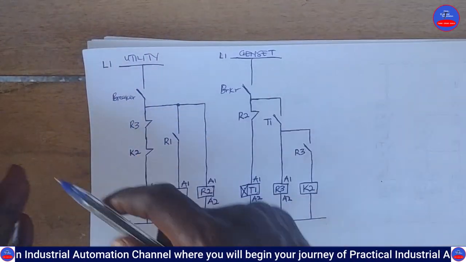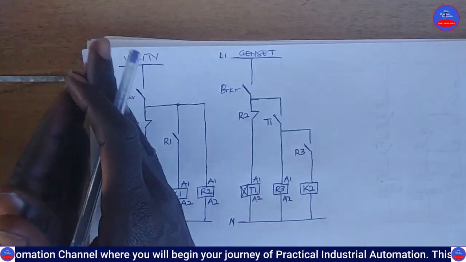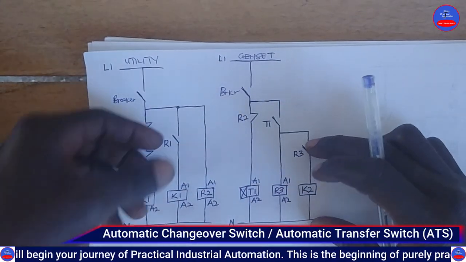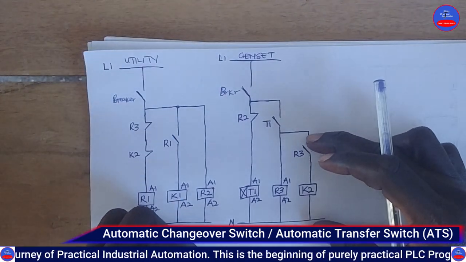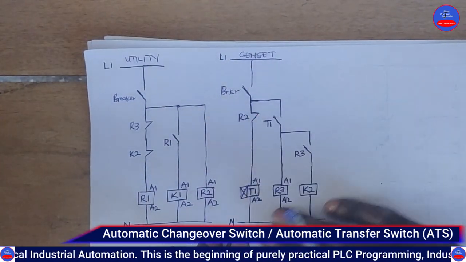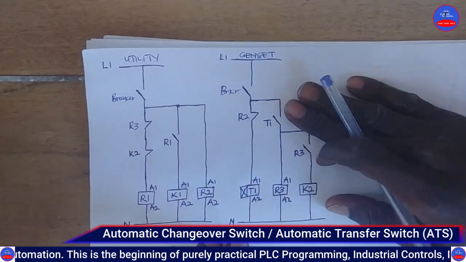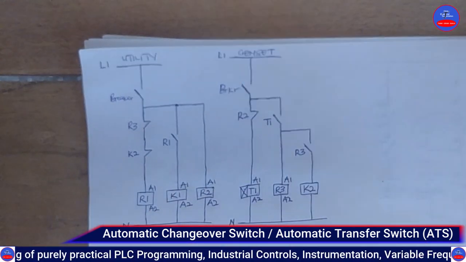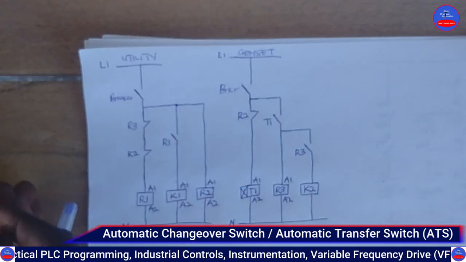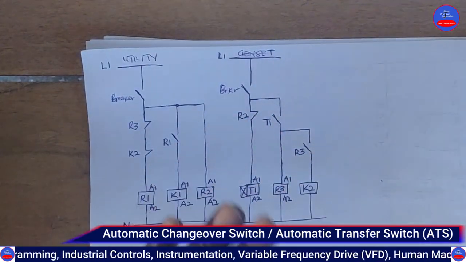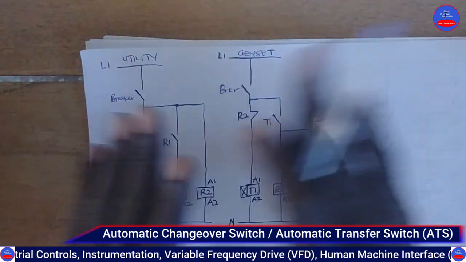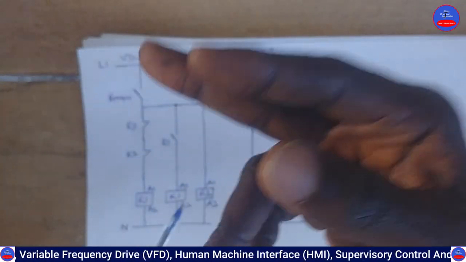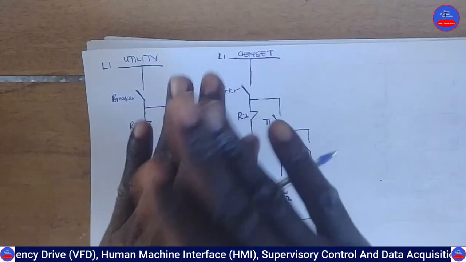So in our next circuit, we are going to add a timer in the utility to also delay the utility. In this circuit, when the utility power is restored, this one opens and then the output of the generator will go off, and then the utility will be restored. But in the next circuit, we are going to add a timer in the utility. So we have two more circuits to go to complete the automatic changeover switch.